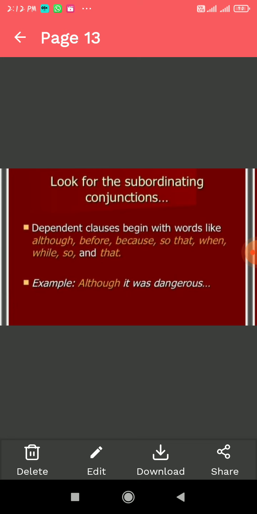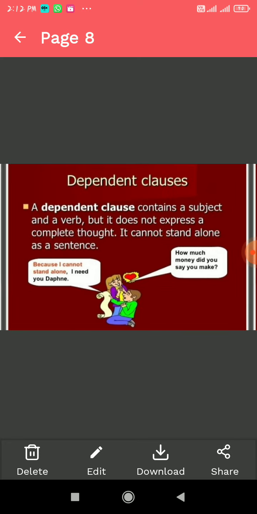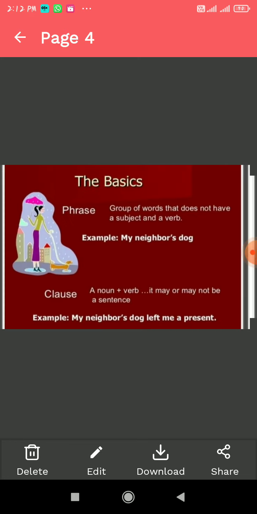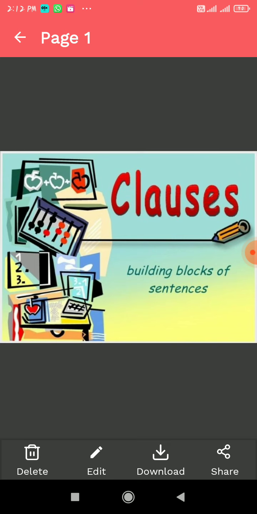Dependent clauses begin with words like although, before, because, so that, when, while, so and that. Example, although it was dangerous. So it is an example of a dependent clause. So that's enough for today. I have discussed the chapter that is the clause. I think you will not face any difficulty in this chapter on clauses.